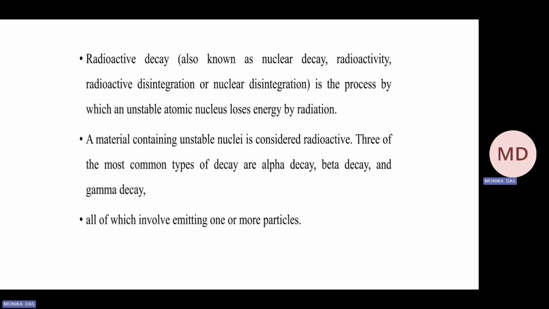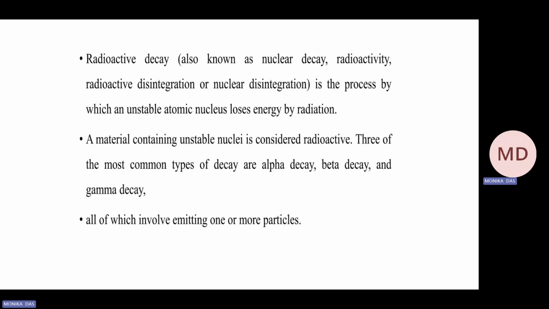So what happened? There is an emission of neutrons and protons. This emission is called radioactive decay. What is radioactive decay? It is also known as nuclear decay or radioactivity. This radioactive disintegration, or nuclear disintegration, is the process by which an unstable atomic nucleus loses energy by radiation. This excess amount of energy is lost by radiation.